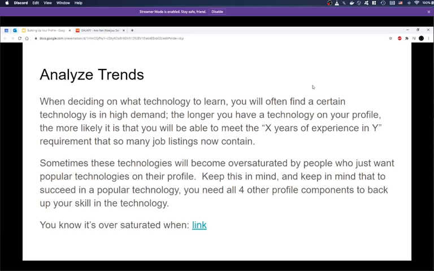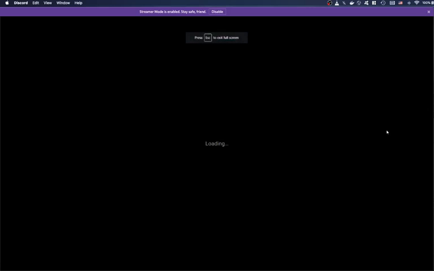Oh no, it's small screen. How do I go full screen again? There we go.